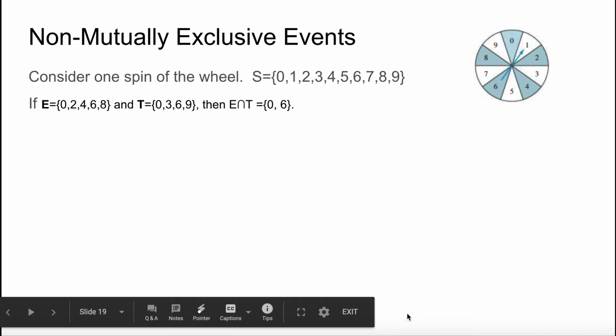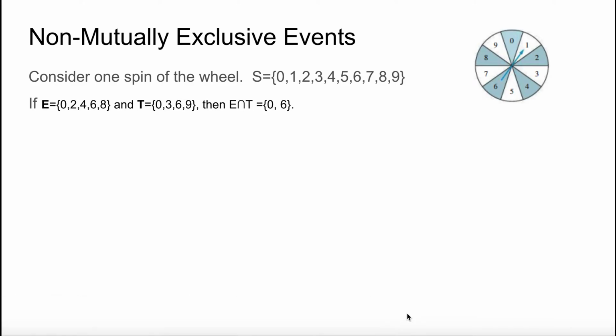So mutually exclusive means there's nothing overlapping, right? It doesn't happen at the same time in this set and that set. So the intersection has no element. Now let's talk about non-mutually exclusive events, which means there is some overlapping part. So both events can happen at the same time.